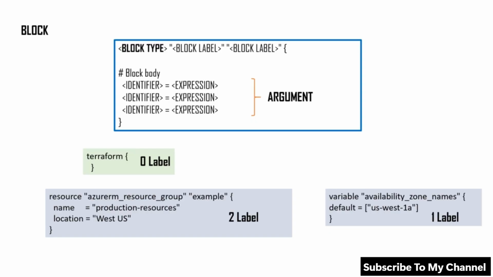Now, let's look at an example of a few block types. The most important block type is the terraform block type, and this particular block type has 0 labels. Another block type is the resource block type, and this resource block type has 2 labels. Here in this example, the first block label is azurerm_resource_group, and the next block label is example. And then comes the variable block type, and this variable block type has one label called availability_zone_names.